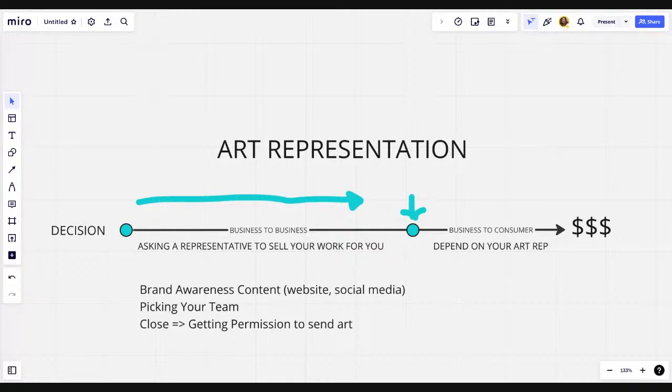We also need to make sure that when we're in our brand awareness content, that we are showing that we understand the basics of business. They're going to be checking out your website. They're going to be checking out your social media.